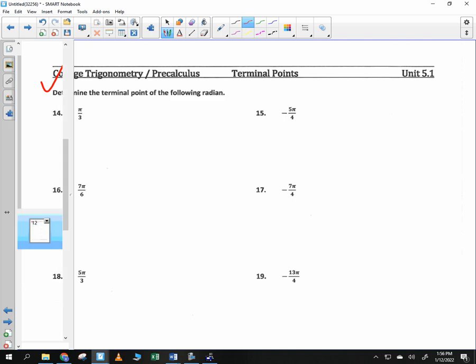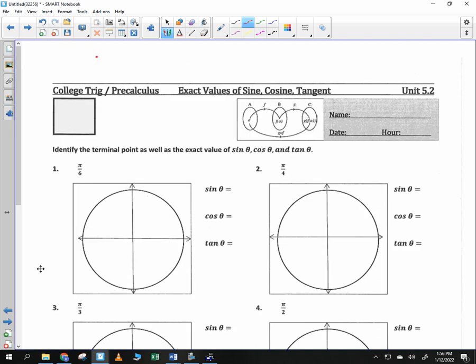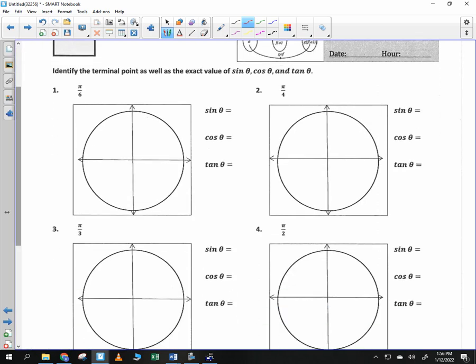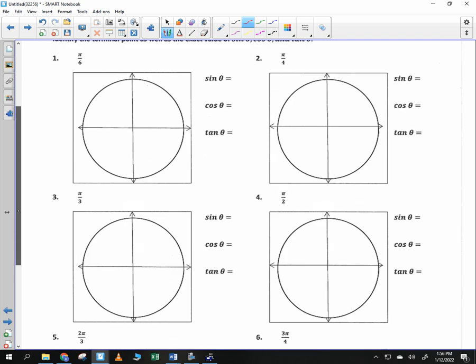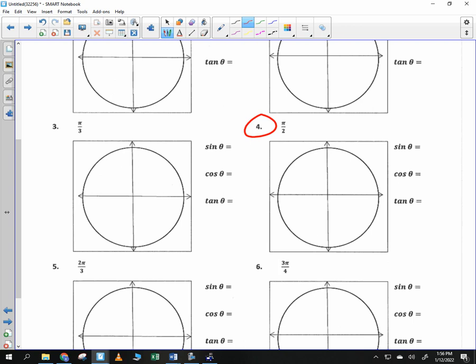Yep. So let's move to what you are going to do today. And that is this. Identify the terminal point as well as the exact value of sine, cosine, and tangent of theta. So I'm going to get you started on this piece that you can start working on today. And we're going to start with an easy example. We're going to start with pi over 2.